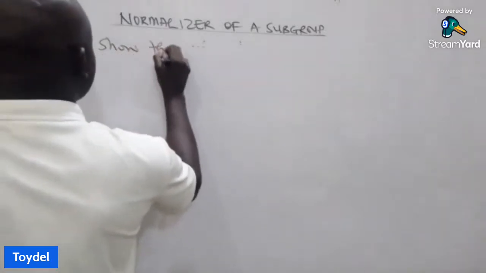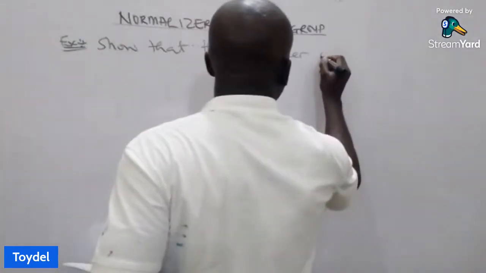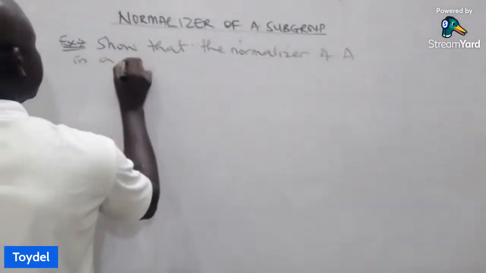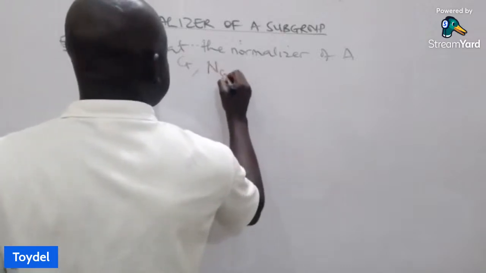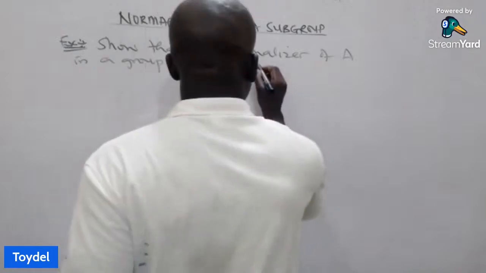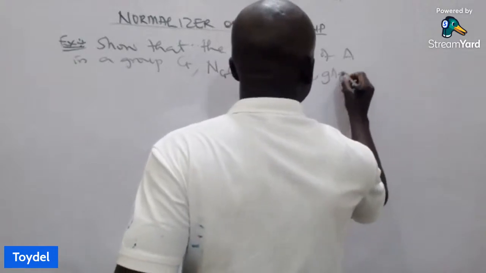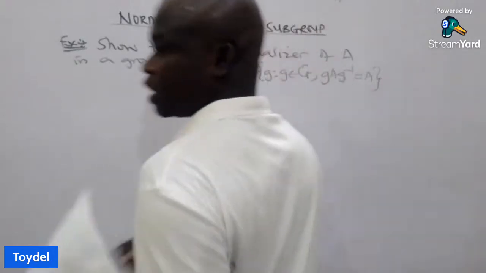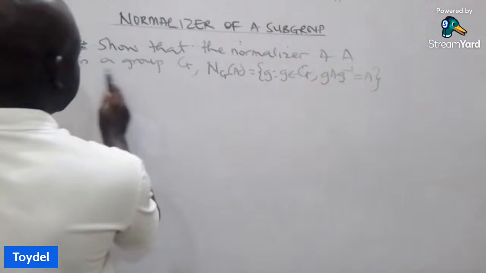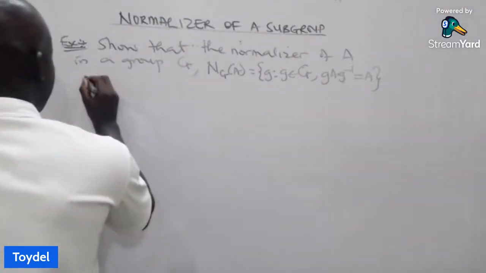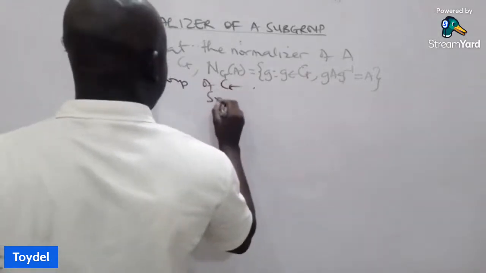We have to show that the normalizer of A in the group G, that is N_G(A), the normalizer of a subgroup in a group, which is defined as the set of g belonging to the group G such that g A g inverse is equal to A. We have to show that the normalizer of A in a group G, defined as what we have on the board, is a subgroup of G. So how do we show that?